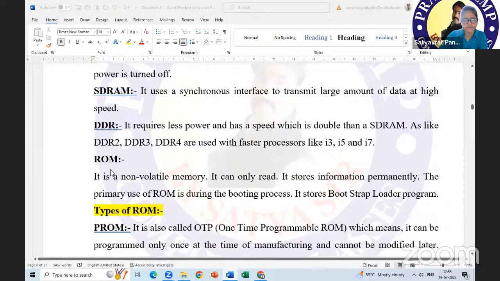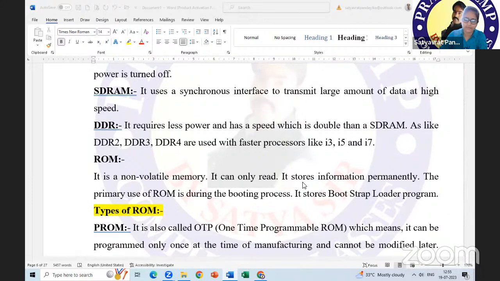Now the second one is ROM, read-only memory. It is a non-volatile memory. It can only be read. It stores information permanently. The primary use of ROM is during the booting process. It stores the bootstrap loader program.